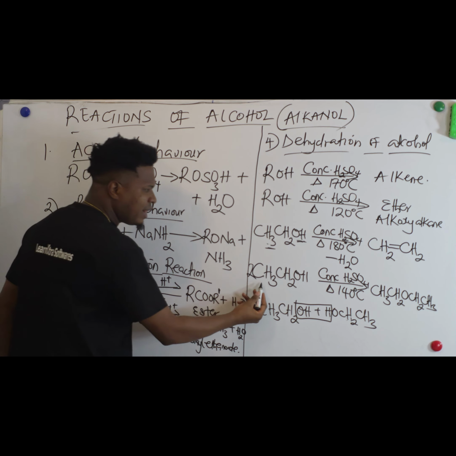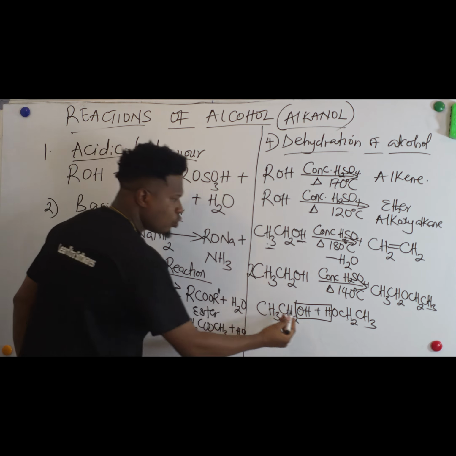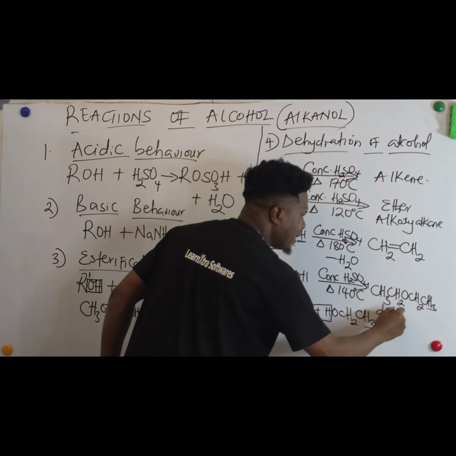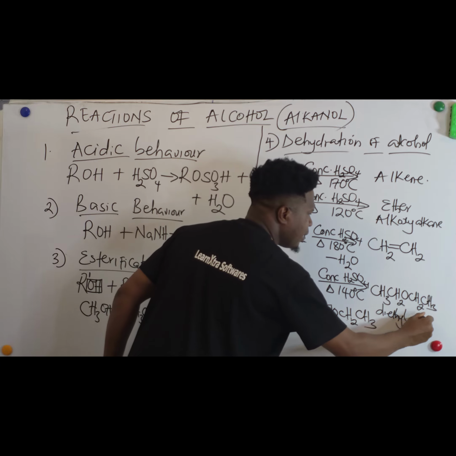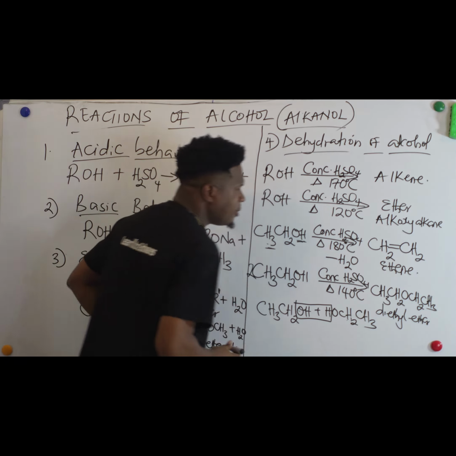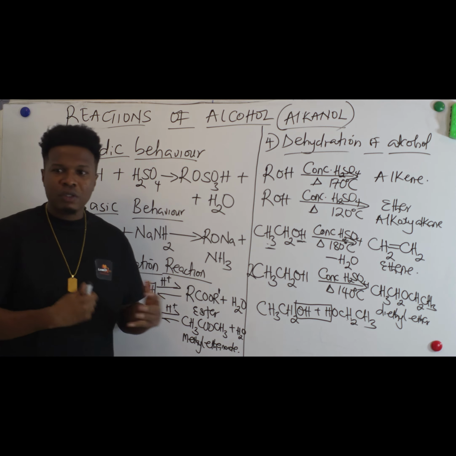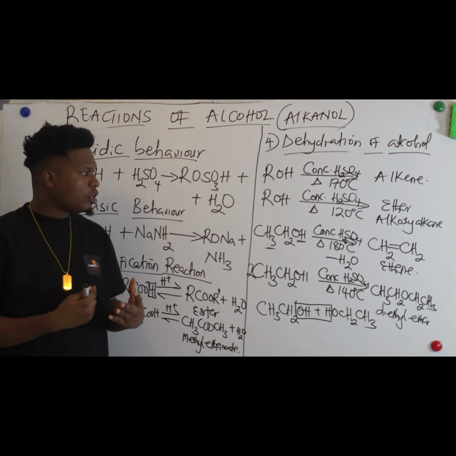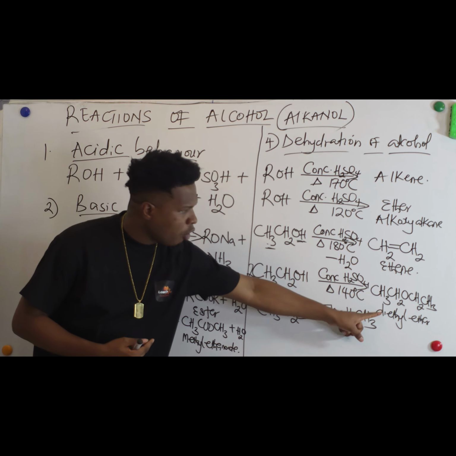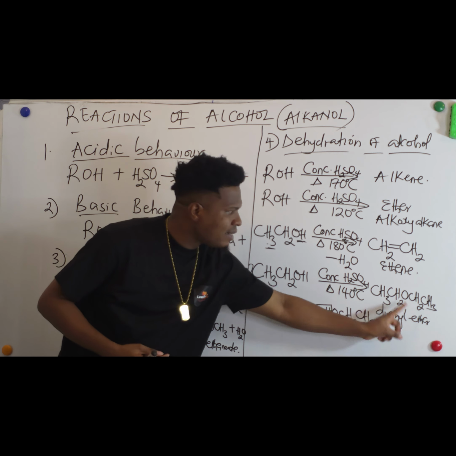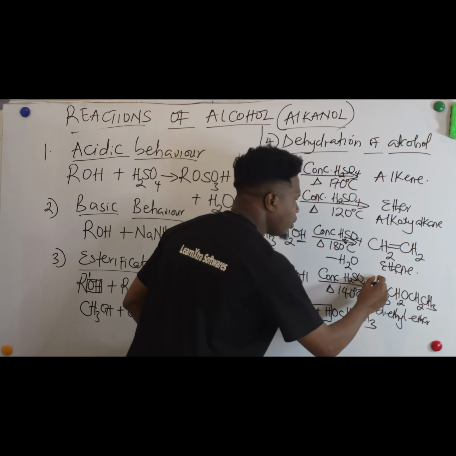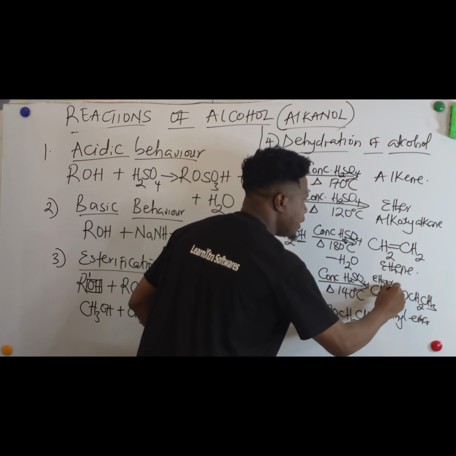Look at this reaction. What happens here is that the ethanol reacts with itself to eliminate a water molecule. So what you have here is what we call diethyl ether, while what we have in the other reaction is ethene. So look at this dehydration. It is occurring under two different conditions. At a high temperature, it forms an alkene; at a low temperature, it forms an ether. And this is called diethyl ether, or you can call it ethoxyethane.